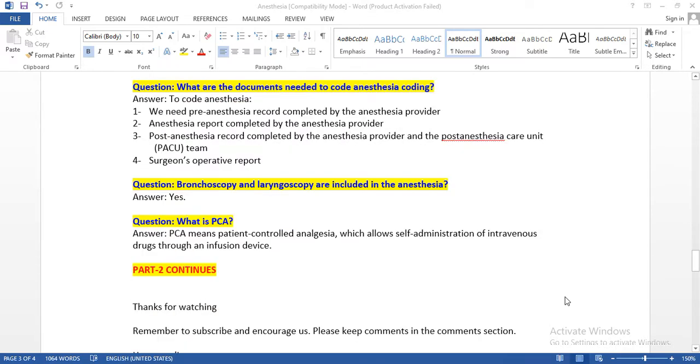Next question: what are the documents needed to code anesthesia? To code anesthesia, we need the pre-anesthesia record completed by the anesthesia provider, the anesthesia report completed by the anesthesia provider, the post anesthesia record completed by the anesthesia provider and the post anesthesia care unit team. Next, the surgeon's operative report. And next, based on the client specifics, we need to use a few more documents.